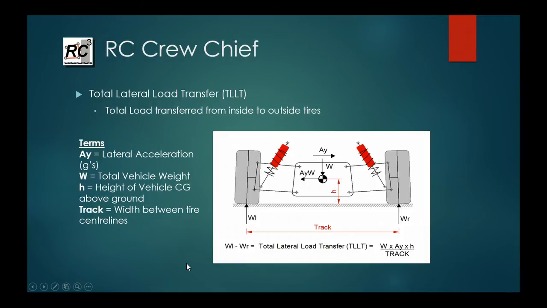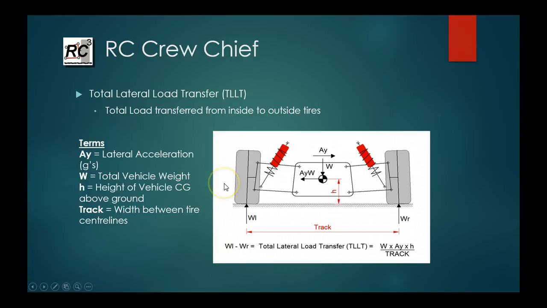Okay, let's move on. So now we know we want to minimize lateral load transfer. How do we do that? So just looking at the vehicle from an overall standpoint, we can easily calculate what the total lateral load transfer for the car is, and this will just tell us what the total load is that we're transferring, in this case from the inside tire to the outside tire. And that equation is the weight of the vehicle times the lateral acceleration in G's times the height of the center of gravity above ground divided by the width of the track. So that's how simple this is. It's a very simple equation.